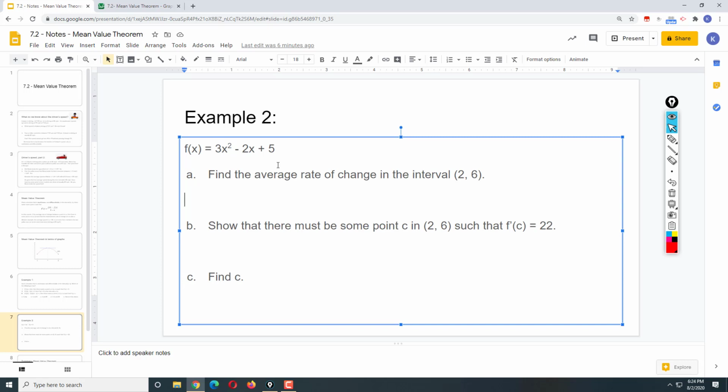average rate of change was one of the earlier lessons we learned. That was lesson 2.1. So if you don't remember, you can go back to that lesson. But the average rate of change is just FB minus FA over B minus A. So we'll find the slope in between those 2 points, the slope of the tangent line in between those 2 points. So it's really f of 6 minus f of 2 over 6 minus 2.